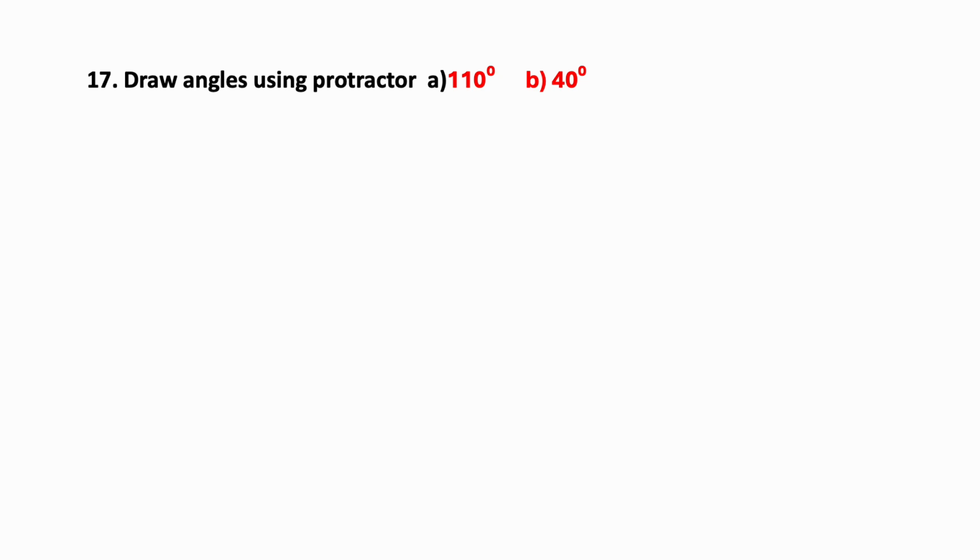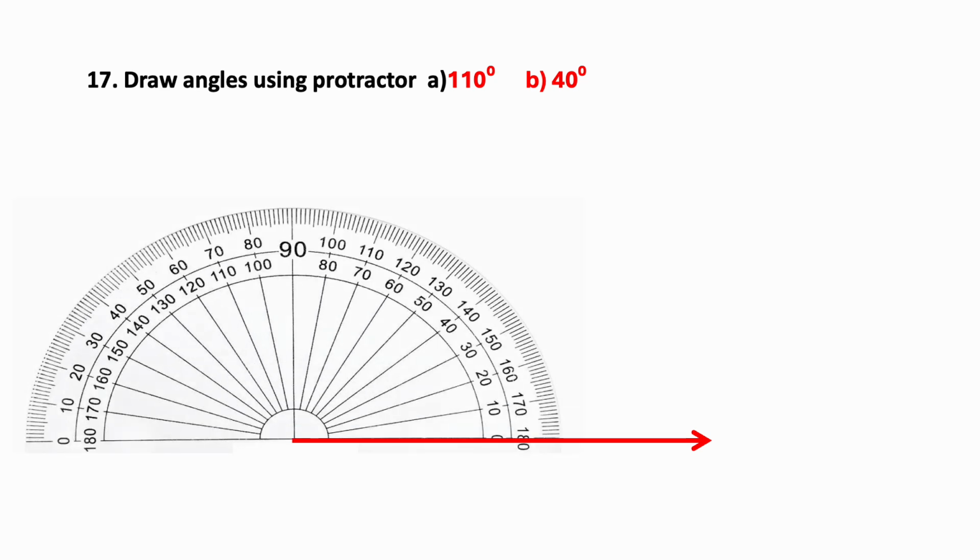Draw angles using protractor: 110 degrees and 40 degrees. So first you draw a ray like this. Then keep the protractor in such a way that the center of the protractor must coincide with the vertex of the angle. Also, the base line of the protractor must align with one of the arms of the angle, like this.